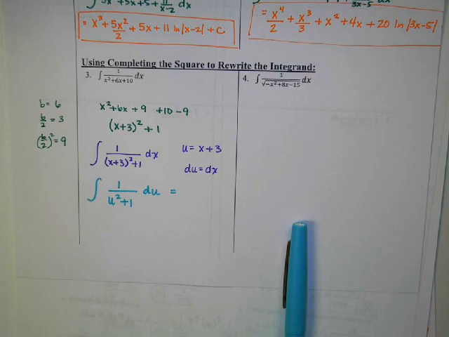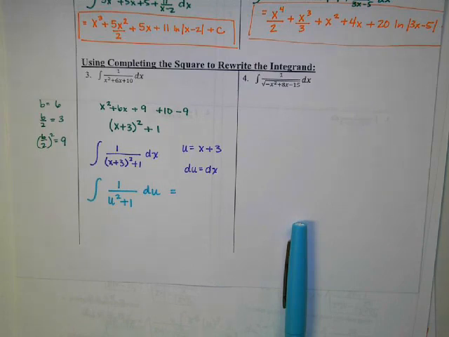So remember, an antiderivative is just the reverse of a derivative. Oh, there it was. All right, so if you look right here, the derivative of inverse tangent is 1 over 1 plus x squared. So the antiderivative of 1 over 1 plus u squared is inverse tangent. This one shows up a lot. So if you see u squared plus 1 or 1 plus u squared, the antiderivative of that is inverse tangent.